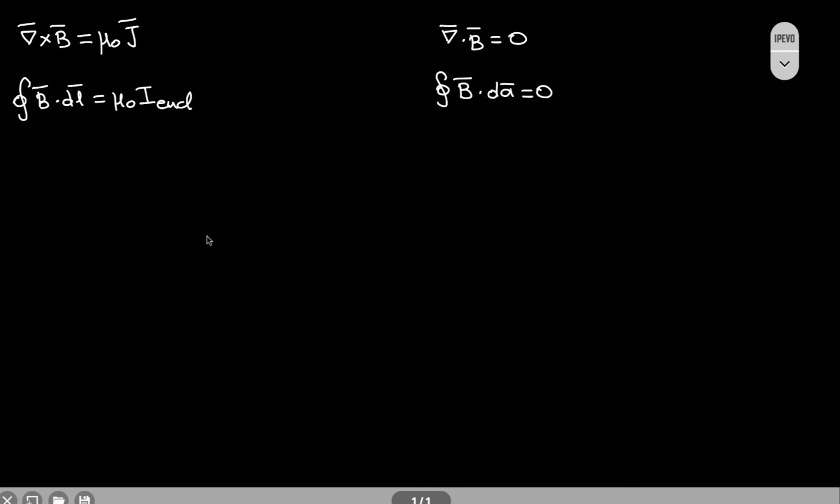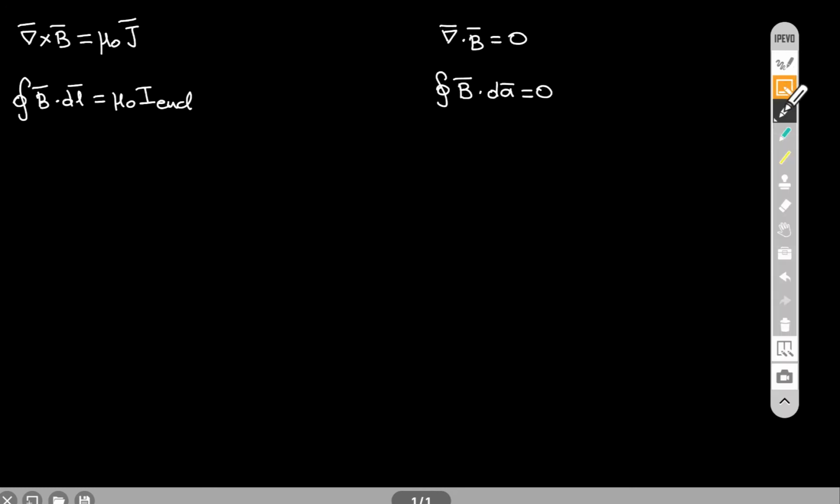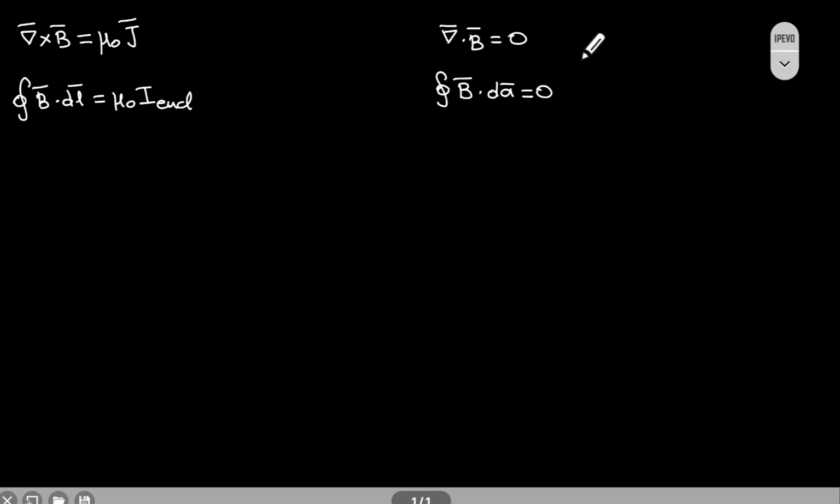In this video, I will talk about the curl and the divergence of the magnetic field. And I will start with the easy one. The divergence of B is always equal to 0. Now, this is the differential form of Gauss's law for magnetism.